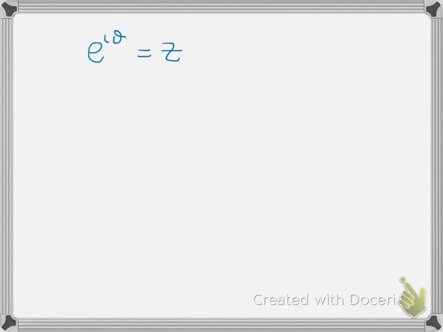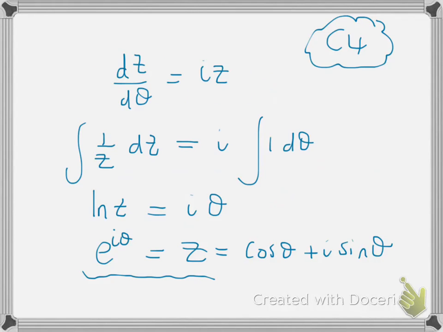So let's take the nth power of both sides. So e to the i n theta is equal to z to the n, which I should have written e to the i theta to the power n. But using our rules for powers, we've got e to the i n theta. Now from the previous page, we've got e to the i theta must be equal to cos theta plus i sine theta.